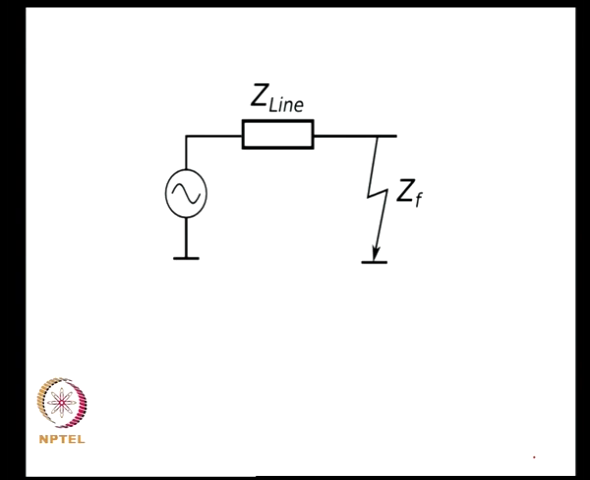So, if you look at the type of faults that occur in typical systems, you would have single line to ground faults. In fact, people have collected statistics, and 80% of all faults are single line to ground type faults. So single line to ground is the most common variety.